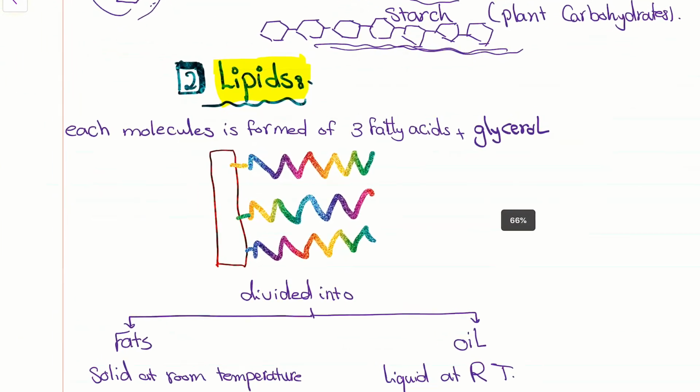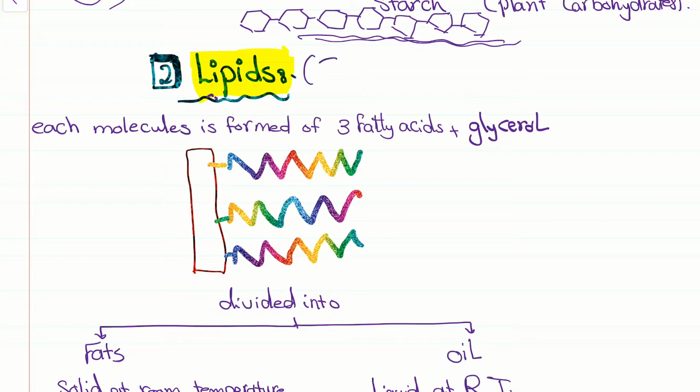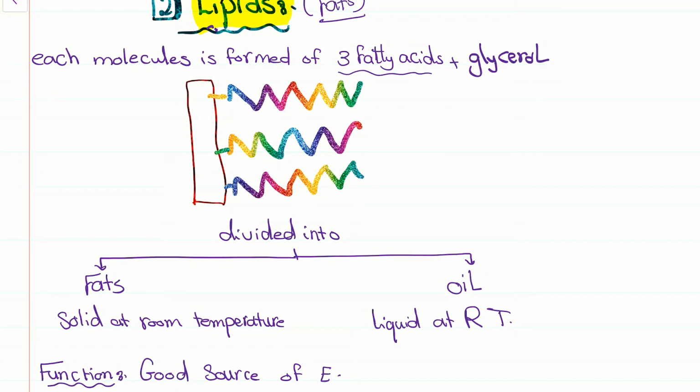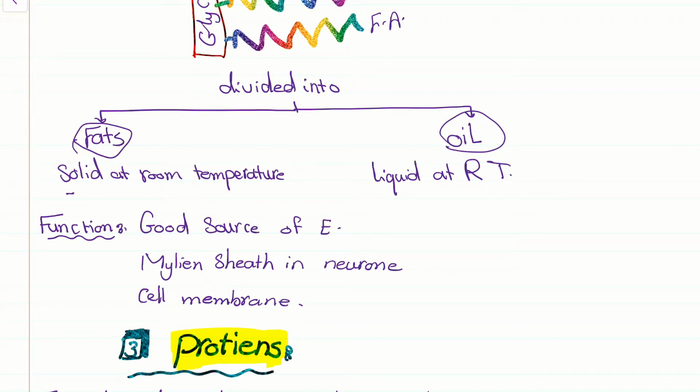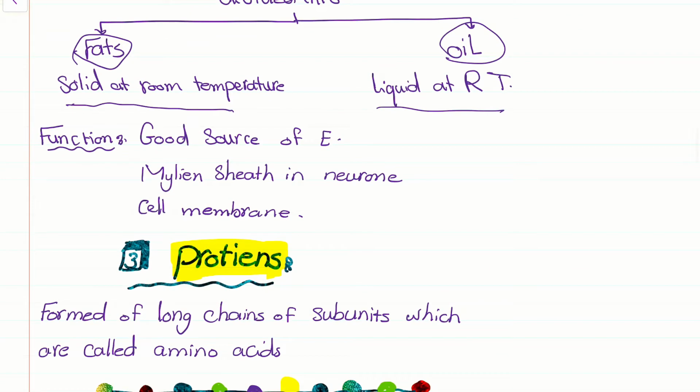Secondly, we have the lipids. Lipids, or fats, is the common name of lipids. Each molecule of lipid is formed of 3 fatty acids and glycerol. So I have 1 molecule of glycerol combined with 3 fatty acids, and we can divide these lipids into fats or oils. What is the difference? Both of them are lipids, but fats are solid at room temperature, while oil is liquid at room temperature.